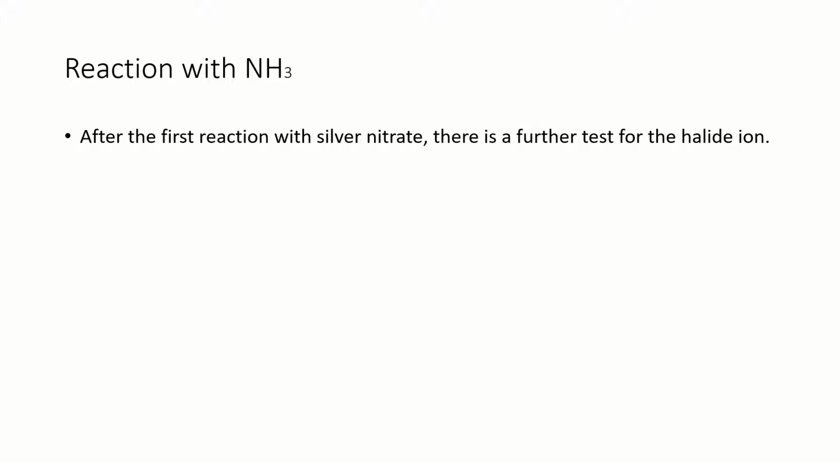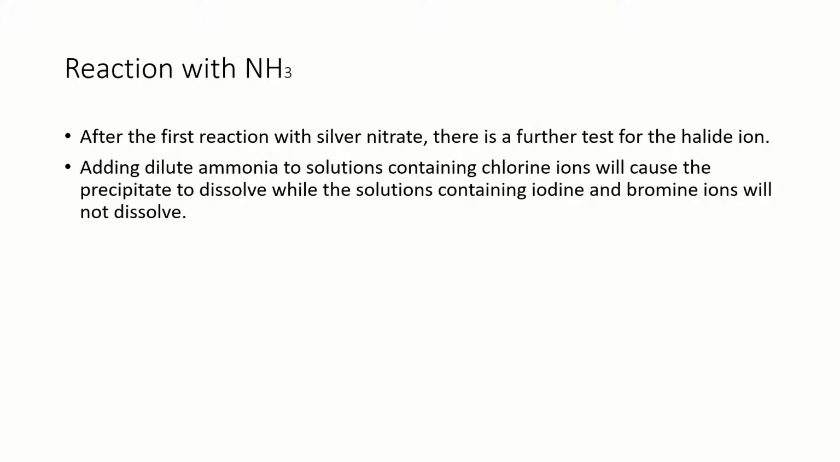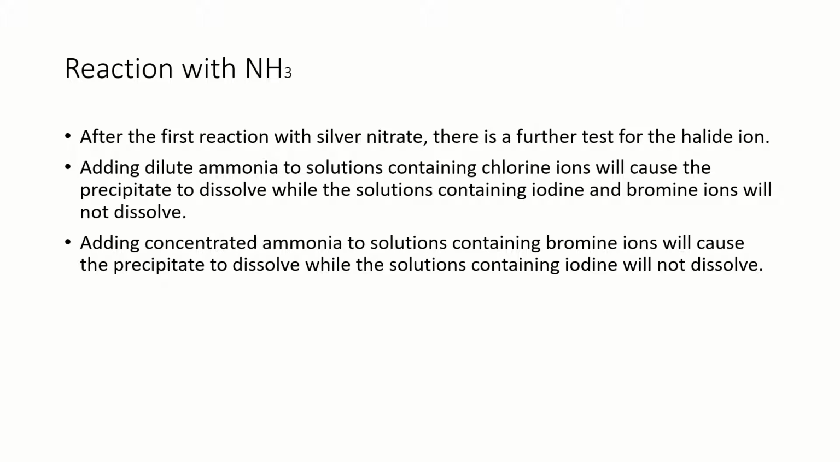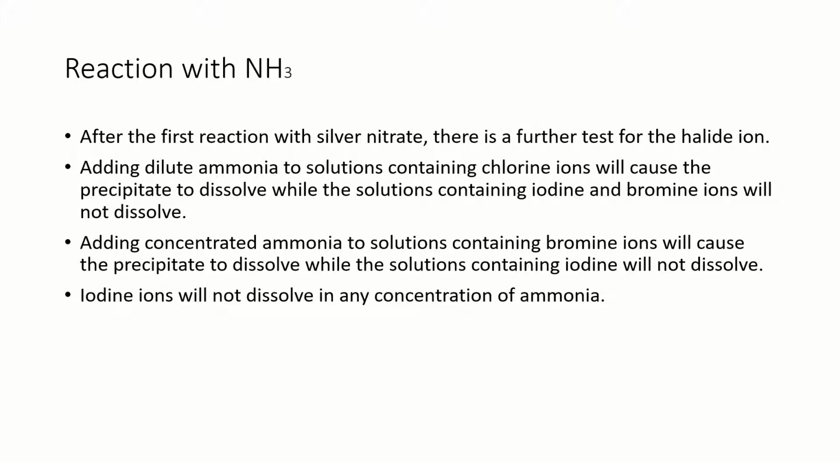There is a further way you can test the halide ion, that is reacting it with NH3. Adding dilute ammonia to the solutions containing chloride ions will cause the precipitate to dissolve, while solutions containing iodide and bromide ions will not dissolve. Adding concentrated ammonia to the solutions containing bromide ions will cause the precipitate to dissolve, while the solutions containing iodide ions will not dissolve. Iodide ions will not dissolve in any concentration of ammonia.